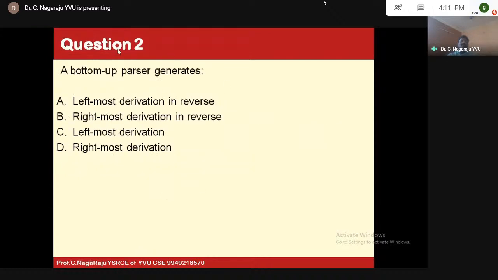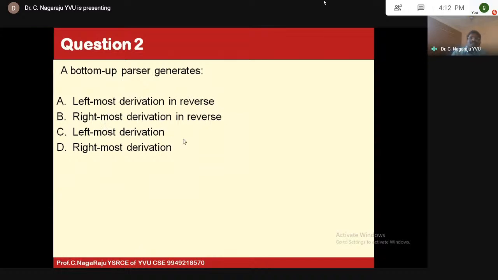So next, you see question number 2. A bottom-up parser generates what? The leftmost derivation in reverse, the rightmost derivation in reverse, leftmost derivation, or rightmost derivation. Which one is the correct answer? So B is correct, because bottom-up parsers use rightmost derivation in reverse.